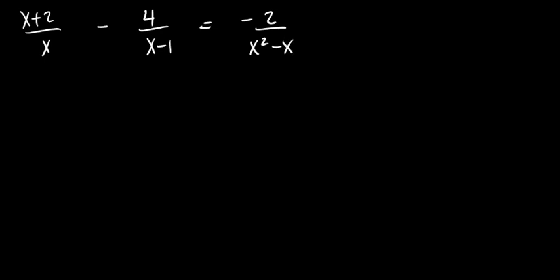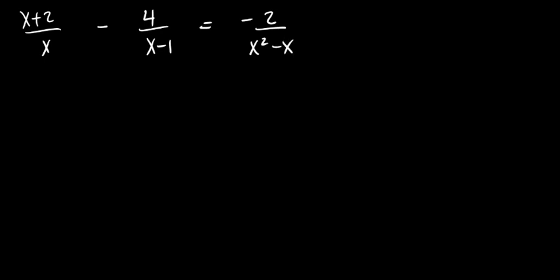Hey everyone, so here's our last video on solving rational equations. We're going to start with this equation: x plus 2 over x, minus 4 over x minus 1, equals negative 2 over x squared minus x.